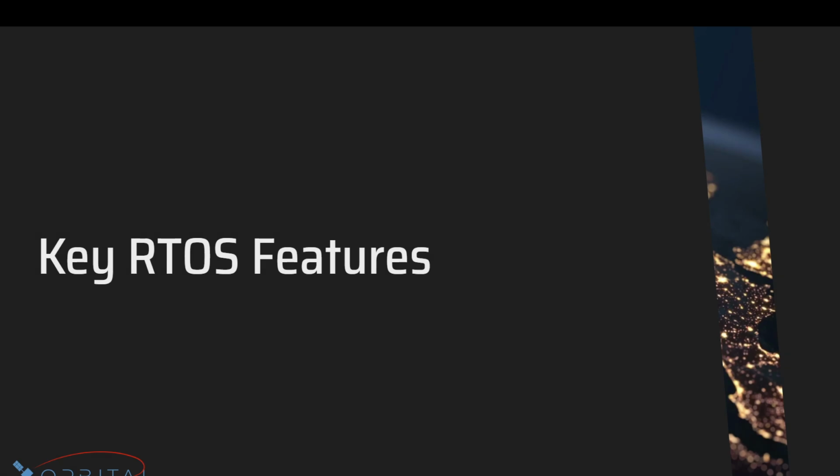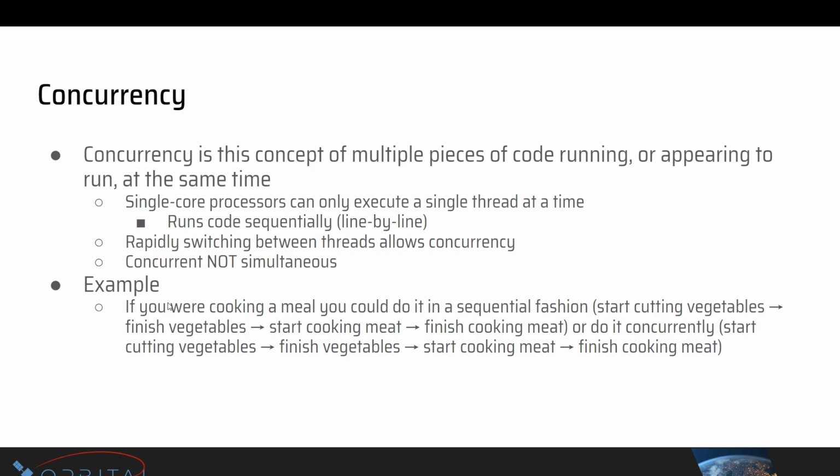All right, so now some key RTOS features. First thing is concurrency. That's basically the concept of having multiple pieces of code running, or appearing to run, at the same time. Single core processors can only actually execute one thread at a time, so it just executes sequentially. But with an RTOS, if you have multiple tasks, it lets you do them concurrently.